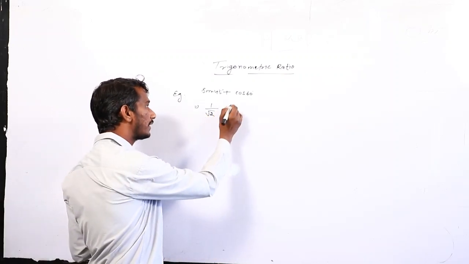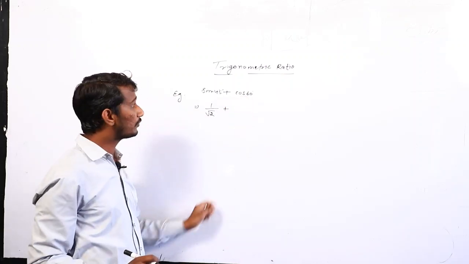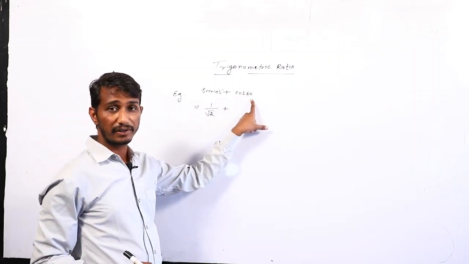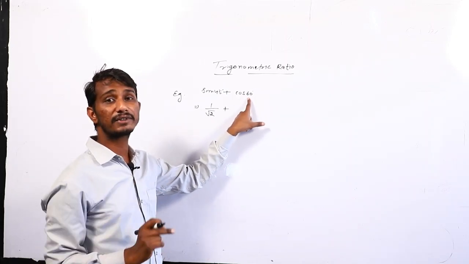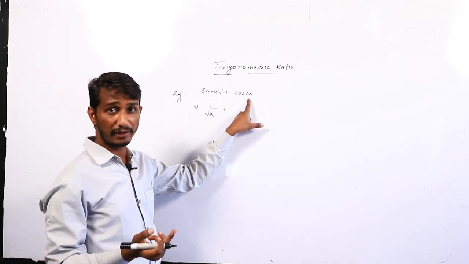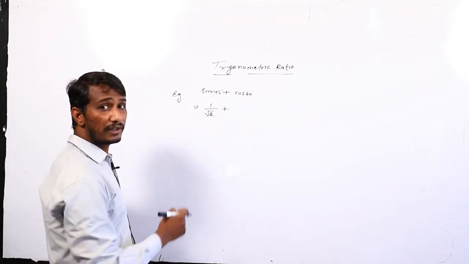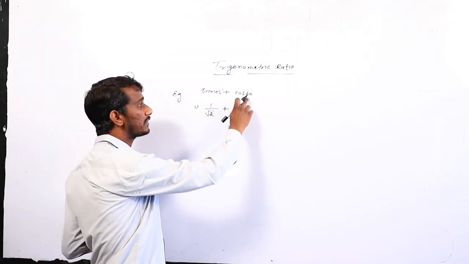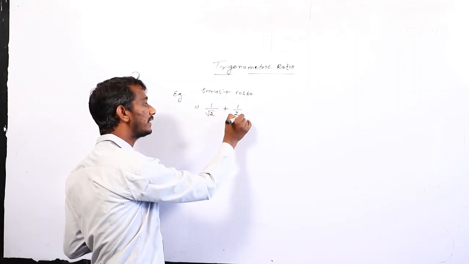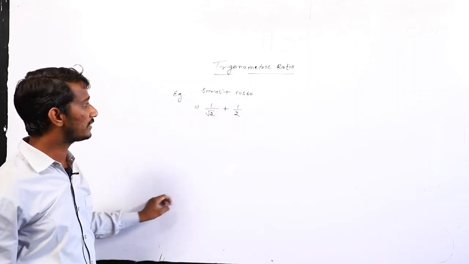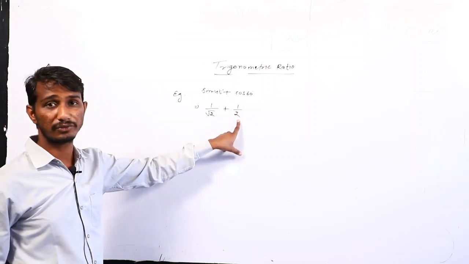Next, cos 60. What is the value of cos 60? Check it. The value of cos 60 is equal to the value of sin 30, right or not? Check again. The value of cos 60 is equal to the value of sin 30. So the value of cos 60 is 1 upon 2, right?